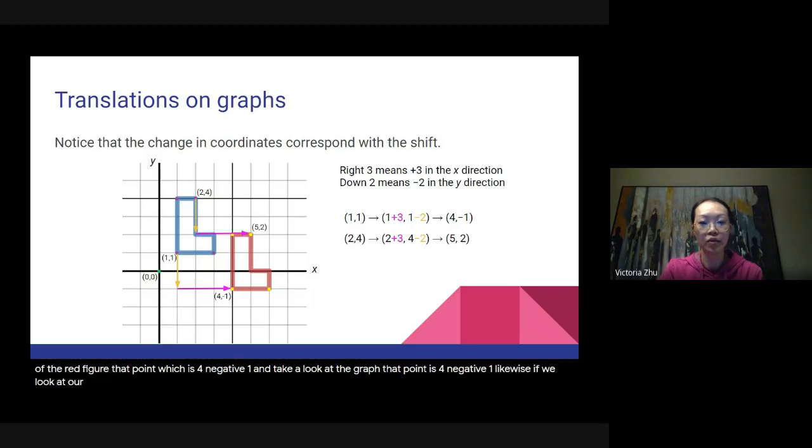Likewise, if we look at our 2, 4 point, it also went down 2 over 3 to the right. And so if we add 3 to the 2 x coordinate and we minus 2 to the 4 y coordinate, then we get 5, 2. And looking at the graph, that same matching point on the red figure is in fact 5, 2. And that's a way that we can check our translations.